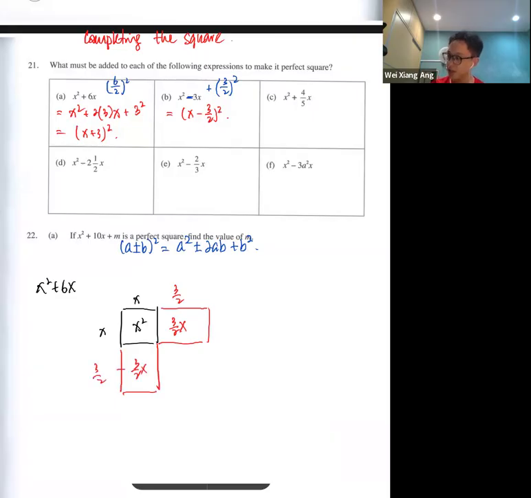So there's an empty space here. What must I add so that I can complete the square? I need to add 3/2 squared, which is what I did here. Once I patch in the empty space, the entire area of the big square is x minus 3/2 squared. So I forgot a negative sign.